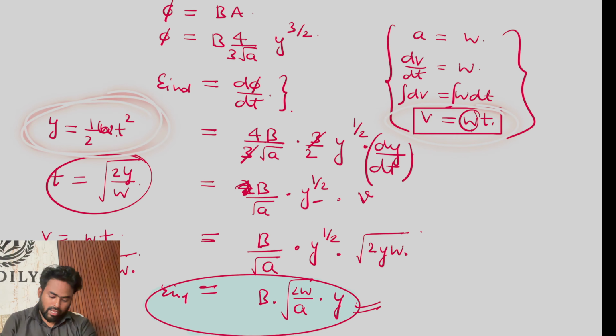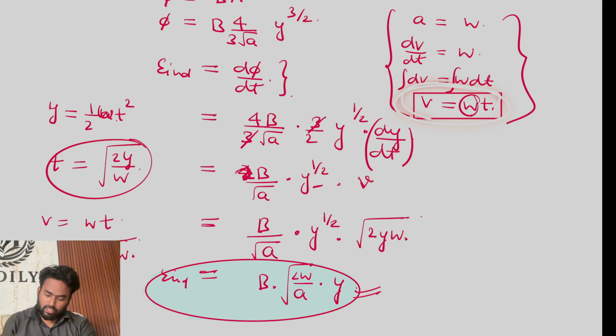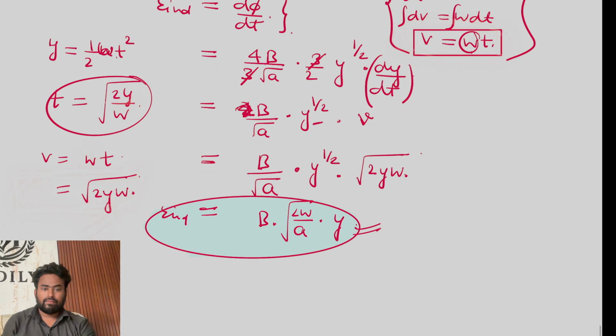Now distance covered in y direction will be given by half a t square, because the rod starts from rest and accelerates up. By the second equation of motion, ut plus half a t square, u is 0, so it will be half a t square. Now time will become root 2y by w. If we put this in the velocity equation, velocity is w into t, so velocity is root 2yw.